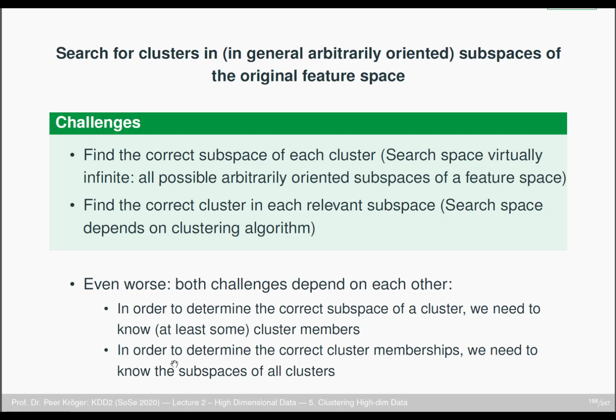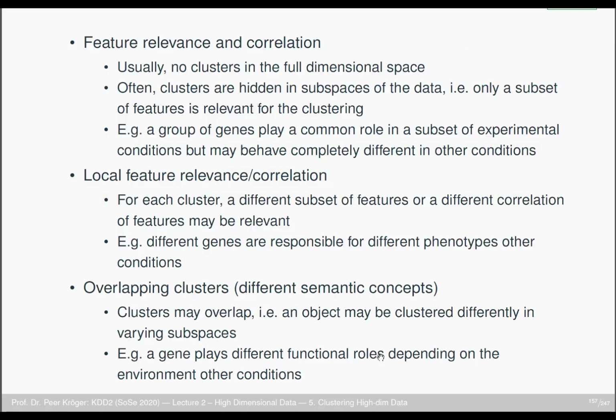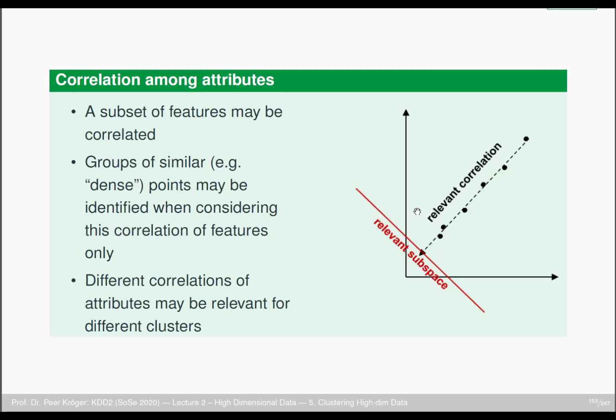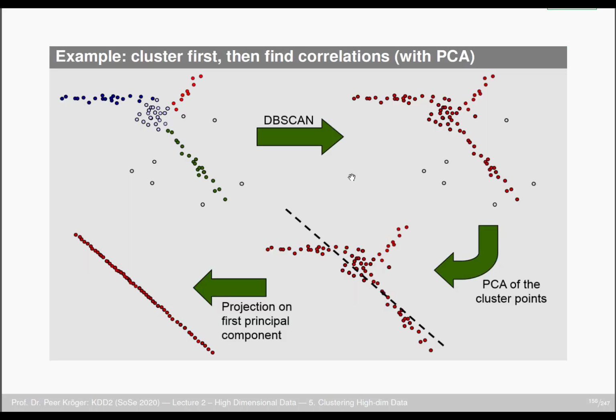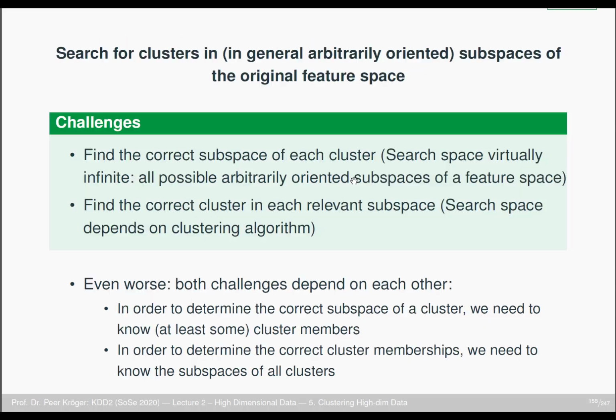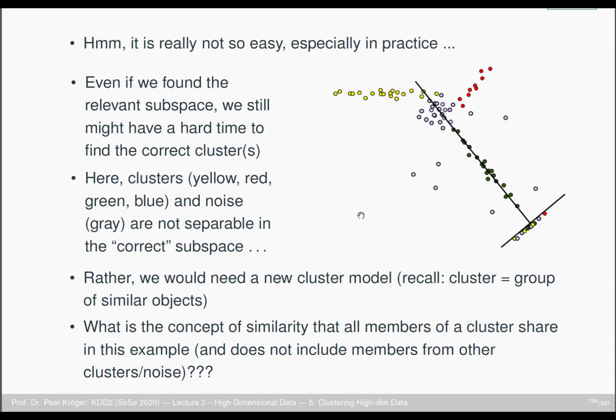On the other hand, in order to determine the correct cluster memberships, we need to know the subspaces of the clusters, because if I don't know the relevant subspace, those guys here are not clustered at all. So in order to find this cluster, I need to know the subspace. In order to know the subspace, I need to find the cluster. So there is a kind of vicious circle, or circular dependency, between these two challenges. And this is not so easy, especially in practice.